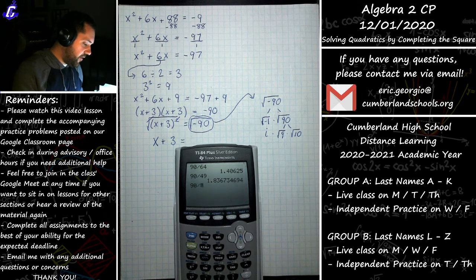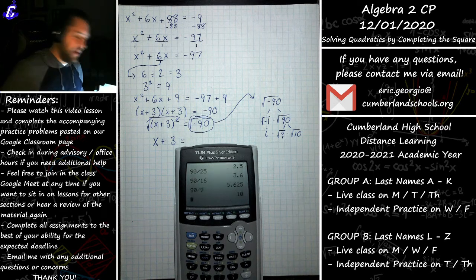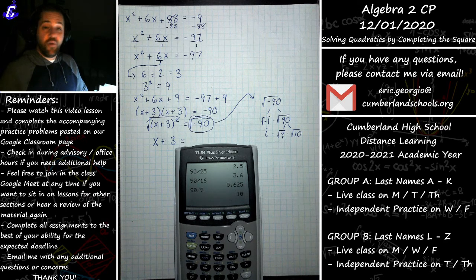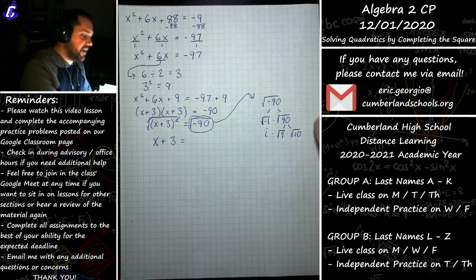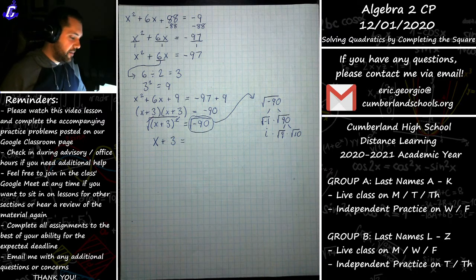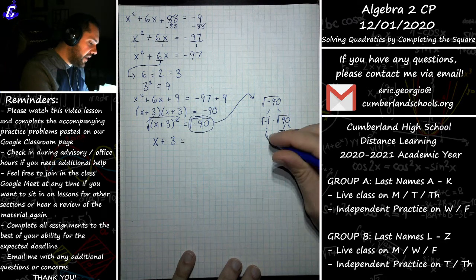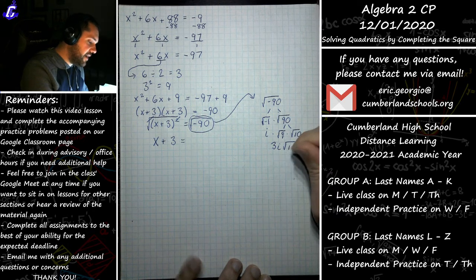90 divided by 36. Doesn't quite work. It's a nice decimal, but it doesn't work. 90 divided by 25. Still doesn't work. 90 divided by 16. Rats. 90 divided by 9. And bam, we hit an integer. So if worse comes to worse, you could always use a calculator to traverse the list of perfect squares and find the biggest one. Wrapping this up, the square root of 9 is 3. So I get i times 3 times the square root of 10, or in other words, 3i rad 10.